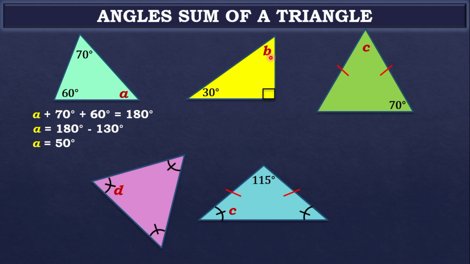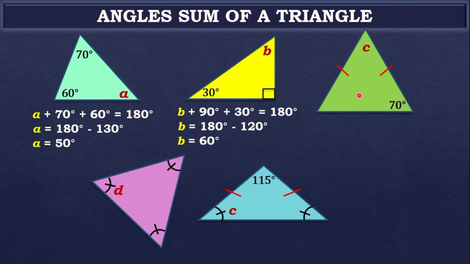Next, let's solve for B. So, i-add rin natin tong tatlong angles natin. Dapat the sum is 180. So, add natin si B, si 30 degrees, at si 90. So, we have 180, this is 120, and then transpose, that will become minus 120, so that is 60 degrees. So, therefore, your B is 60 degrees.